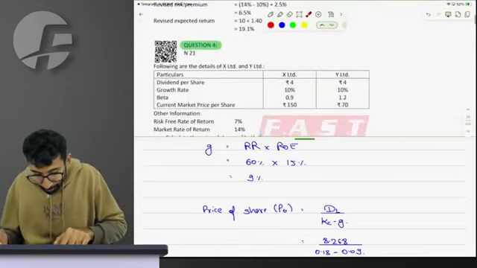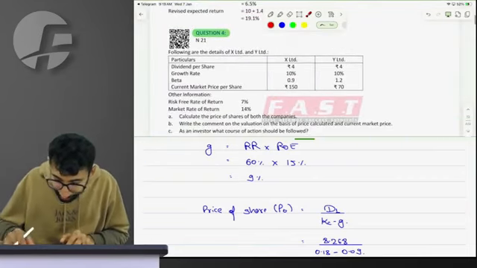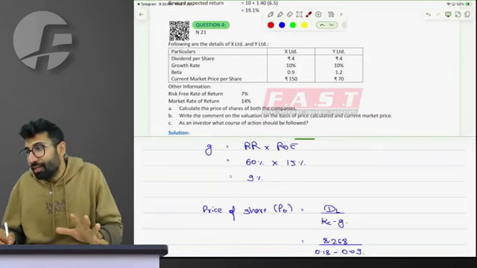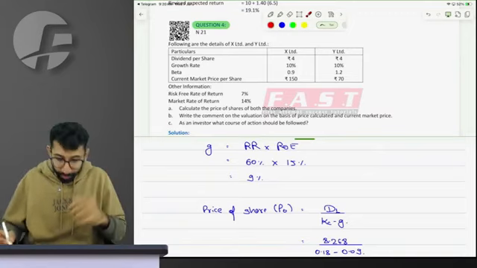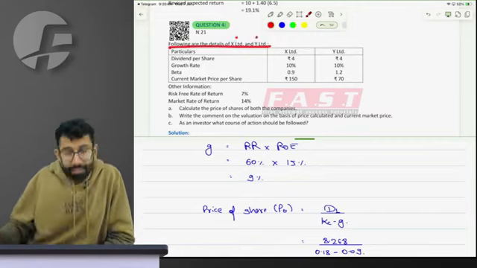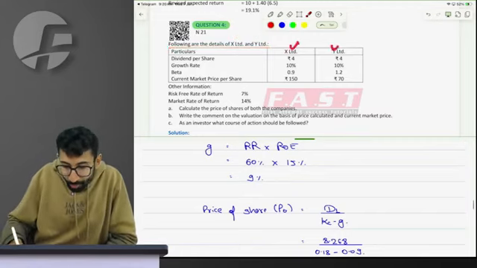So perfect, question number 4. Let's start to read. It's an easy question. We will do it in the class. The presentation of it you will do at home. Following are the details of X Limited and Y Limited. What are the details?